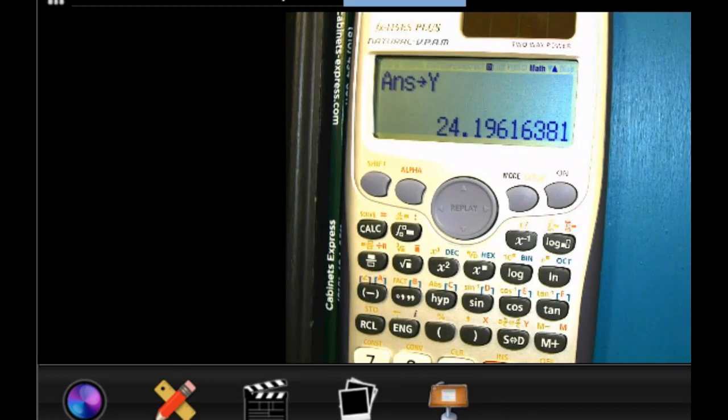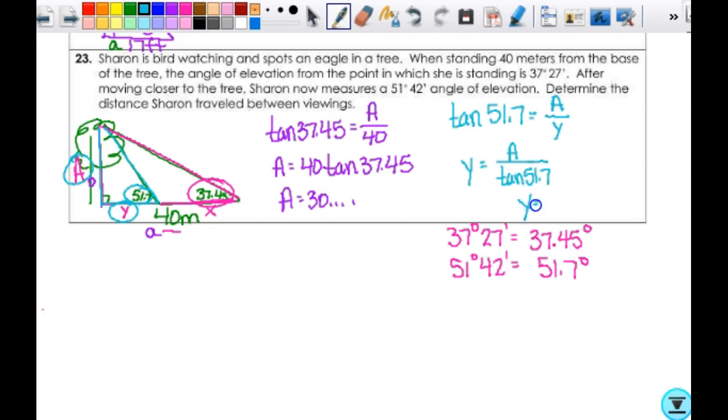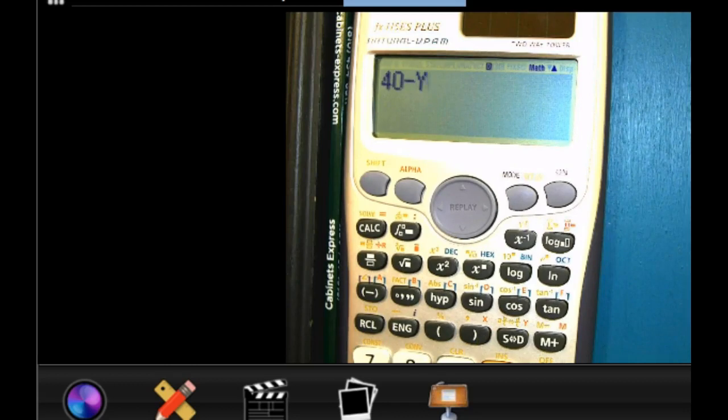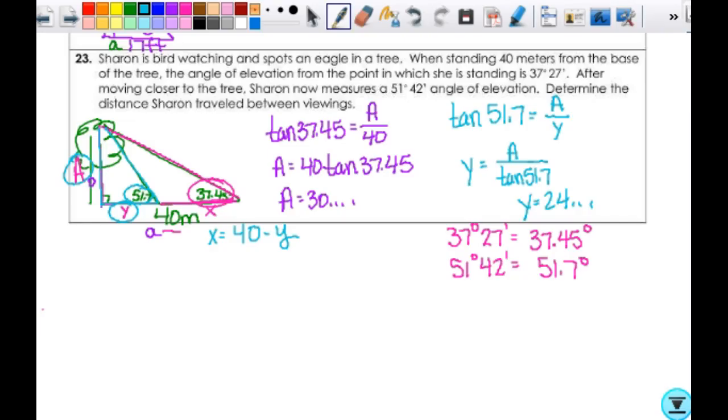So now that I have y, it's 24 something. Blah, blah, blah. What I want is 40 minus y, right? I'm looking for x. X is equal to 40 minus y. So if I do that, I can just do 40 minus recall y, and I get 15.804. So 15.8, I'm going to write down before I forget, 15.804.